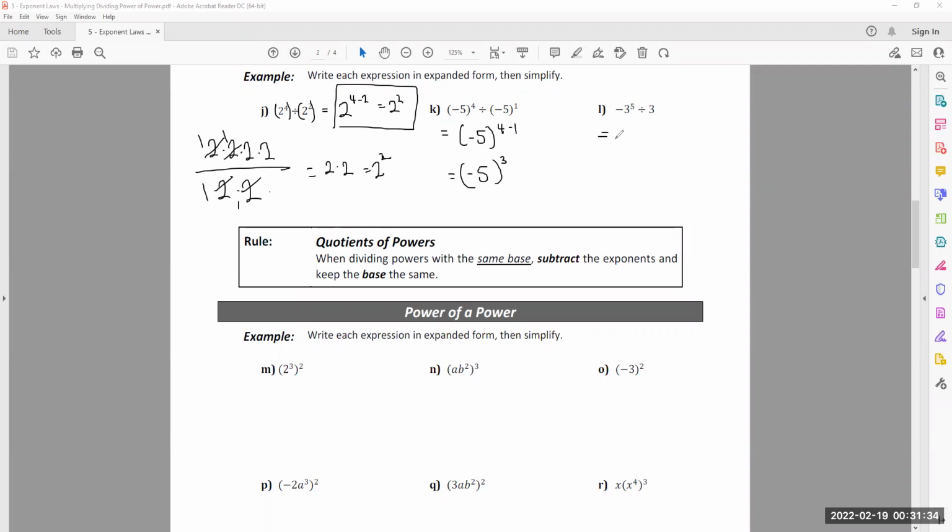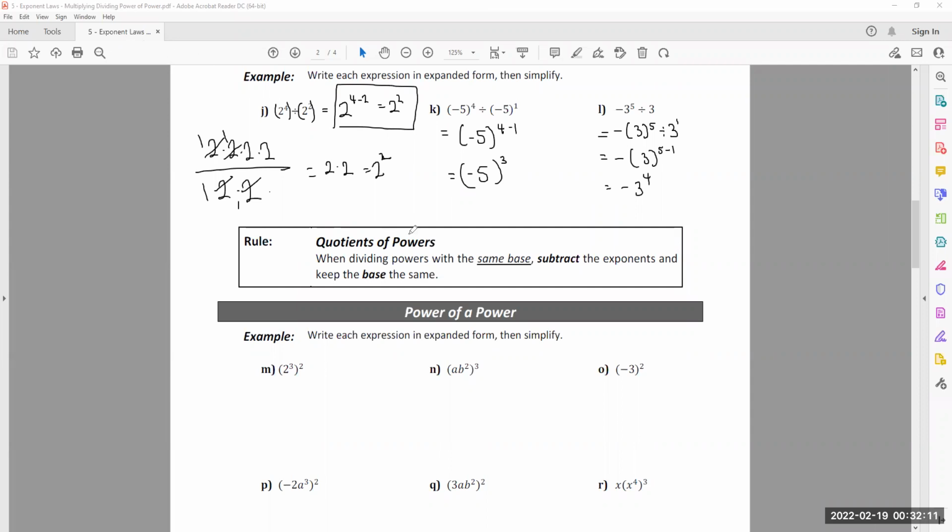Same with this. Ooh, please be careful. This is negative 3 to the power of 5 divided by 3 to the power of 1. That negative, I know it's going to throw a lot of people off, but you have to get into the habit of thinking if it's not in brackets, that exponent does not apply to the negative. It only applies to the 3. A positive 3 is the base, which means I can use exponent laws. This is negative 3 to the power of 5 minus 1, which gives you negative 3 to the power of 4.